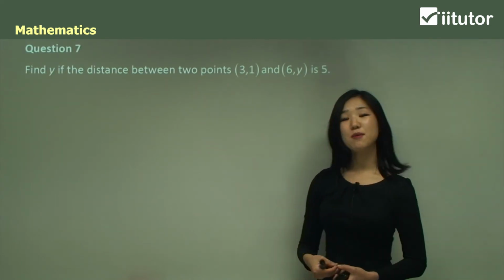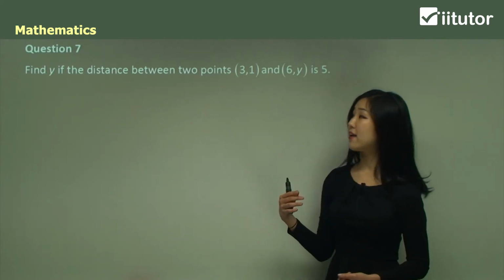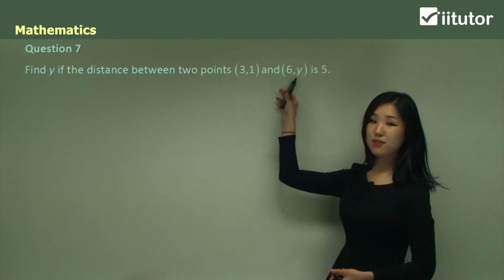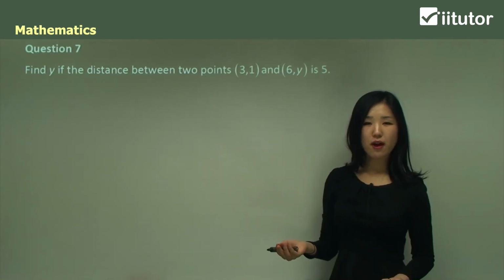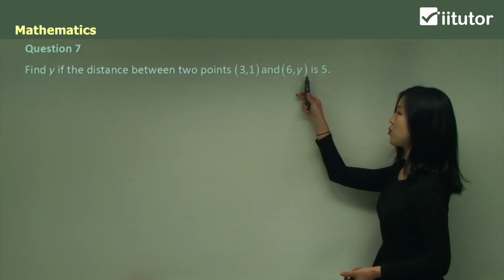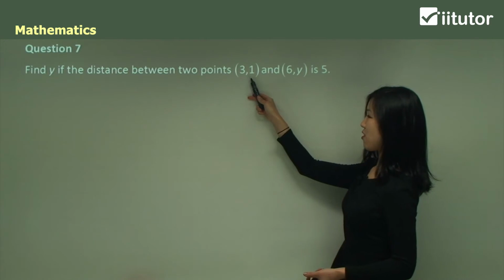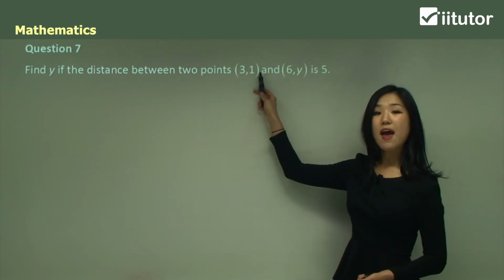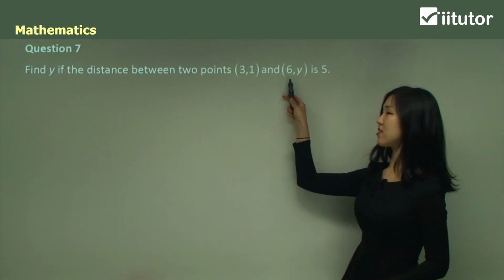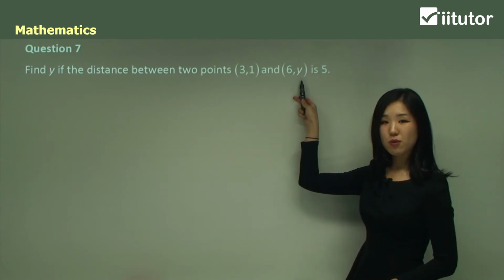Question 7. Now this is a bit different because this time they ask you to find a pronumeral y. If the distance between 2 points, this one and this one, is 5. So this time it's a bit different, guys. This time they give you what the distance is. They give you that the distance between these two points is 5. And they give us the first coordinate, it's 3, 1, and they give us a second coordinate, but not quite fully. They just give us the x value, but they don't give us the y value. That's what we want to find.